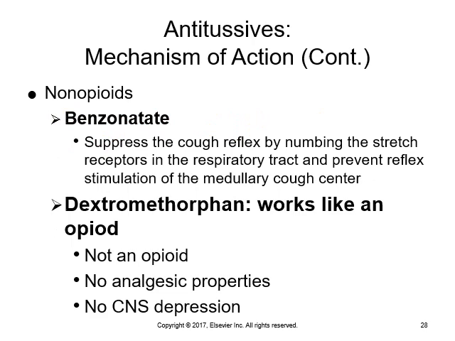For non-opioids, benzonatate is going to be used to suppress the cough reflex by numbing the stretch receptors in the respiratory tract and prevent reflex stimulation of the medullary cough center. And then dextromethorphan works like an opioid, not an opioid, but like an opioid. It has no analgesic properties, no CNS depression.